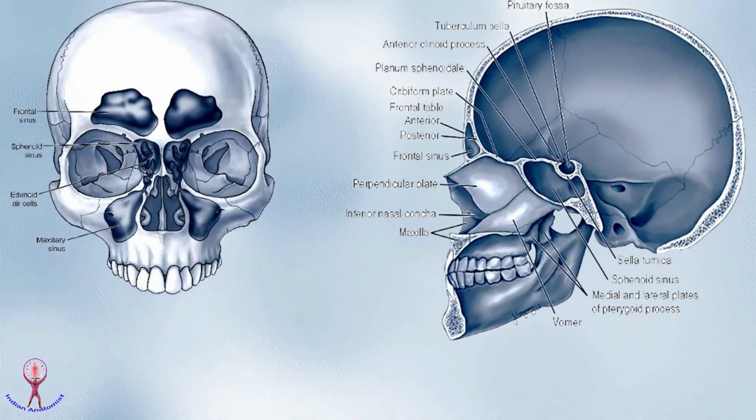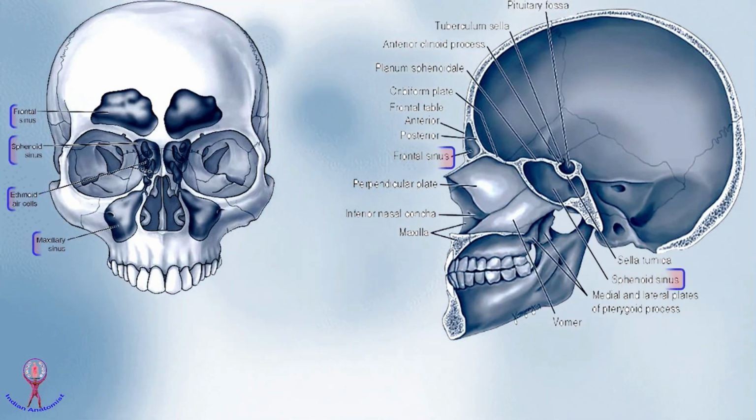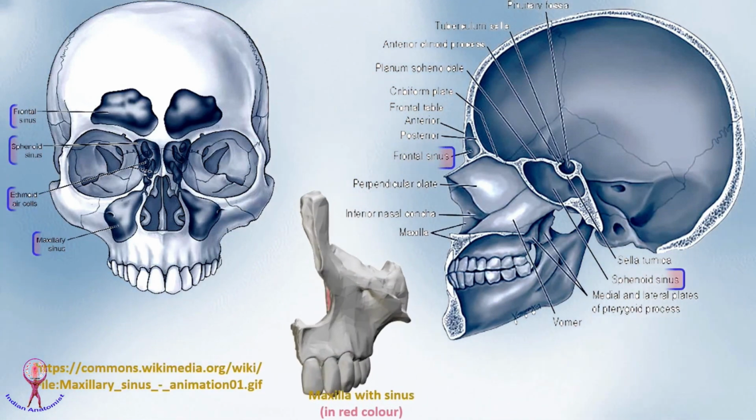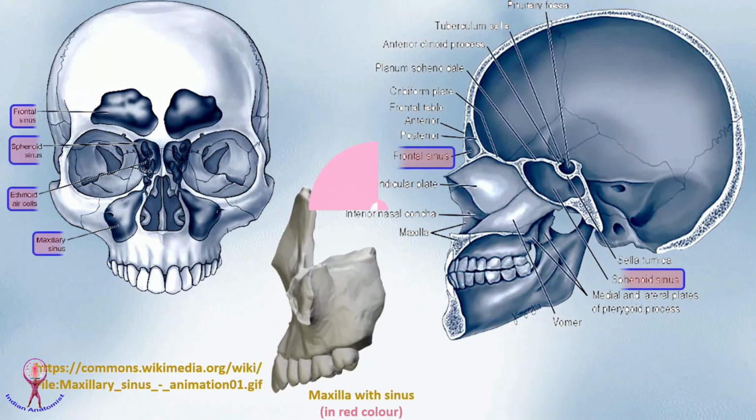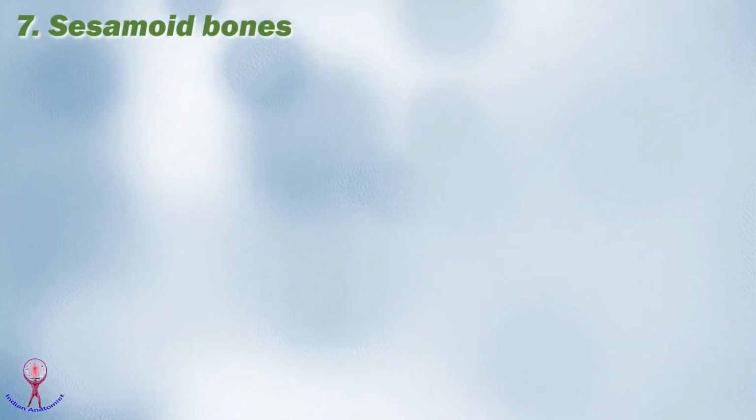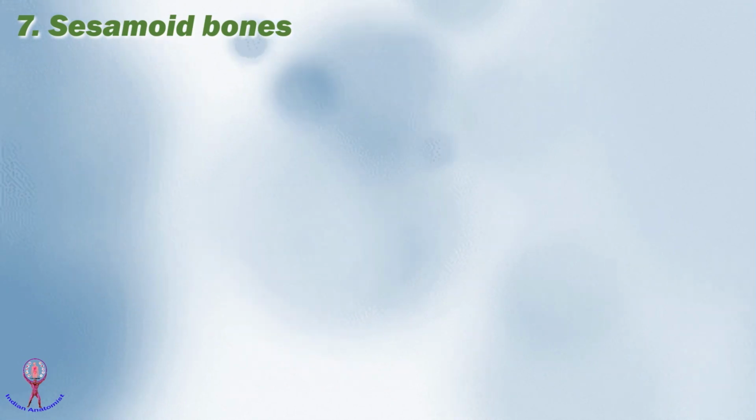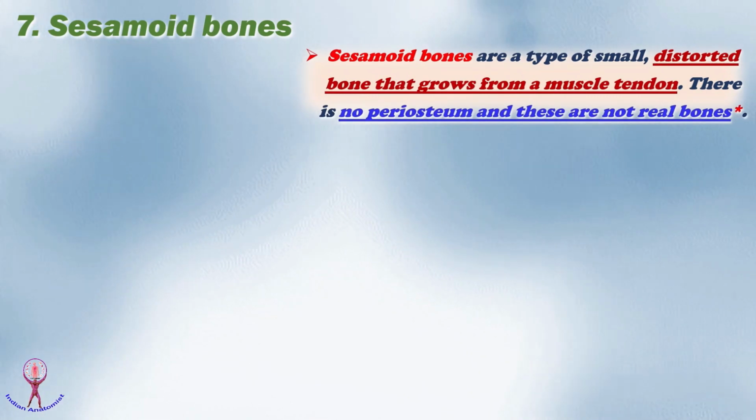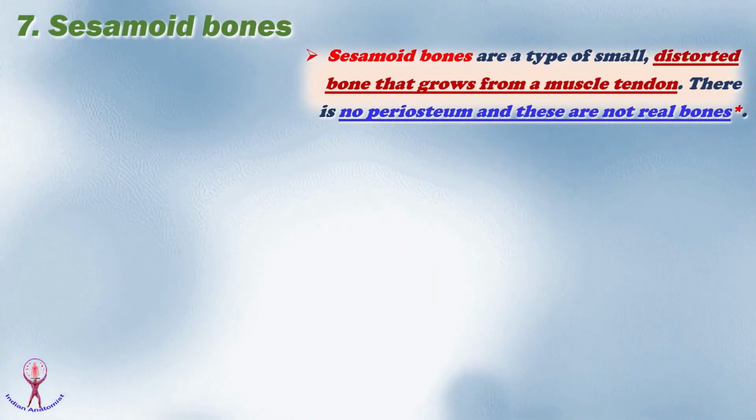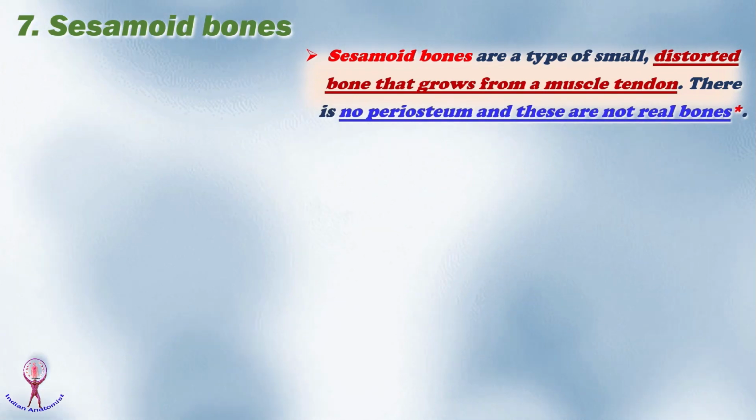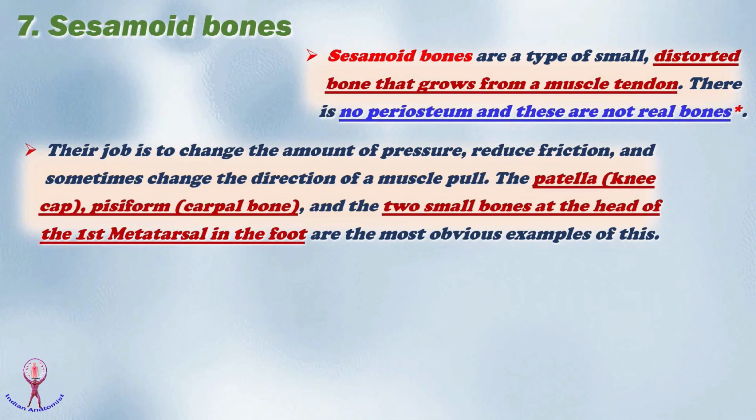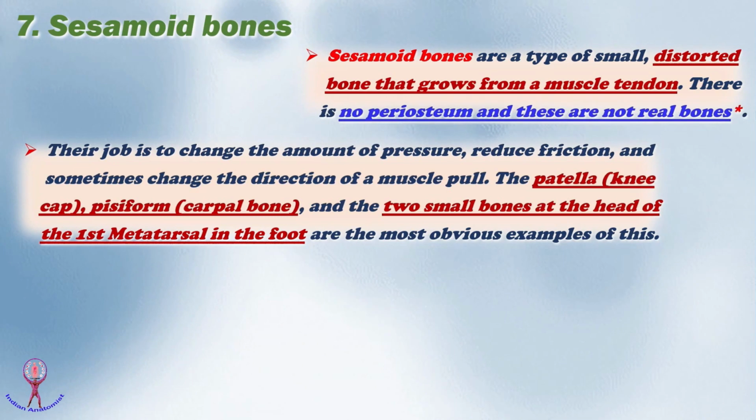These images elucidate the anatomical arrangements of pneumatic bones, specifically the bones involved in the formation of the paranasal air sinuses. The final type of bone, from the classification according to their position, is the sesamoid bone. What are sesamoid bones? Sesamoid bones are a type of small, distorted bone that grows from a muscle tendon. There is no periosteum and these are not real bones. Their job is to change the amount of pressure, reduce friction, and sometimes change the direction of a muscle pull.